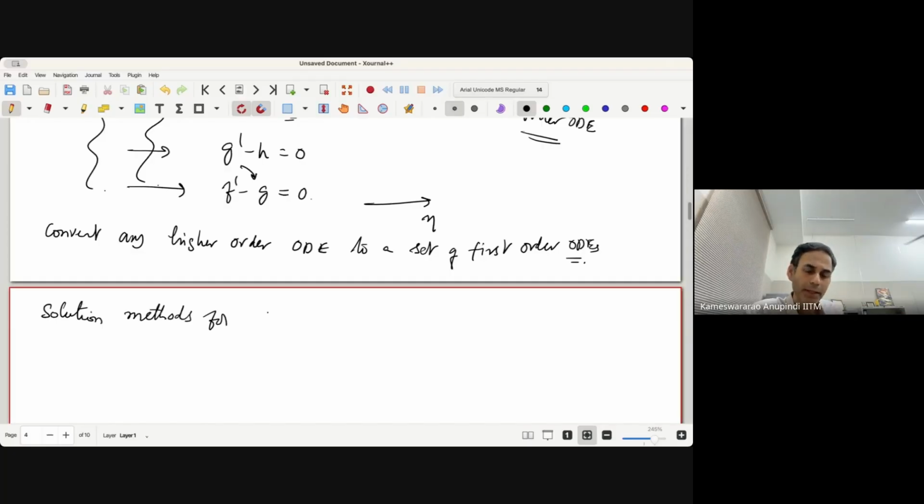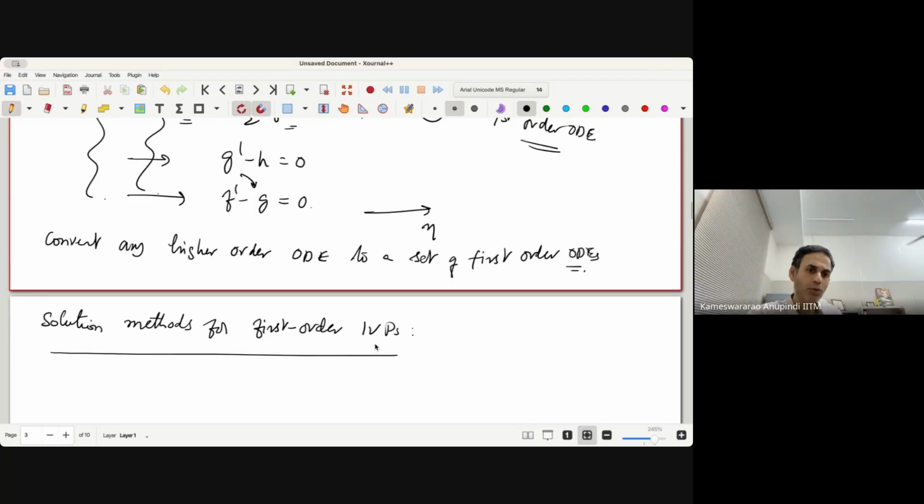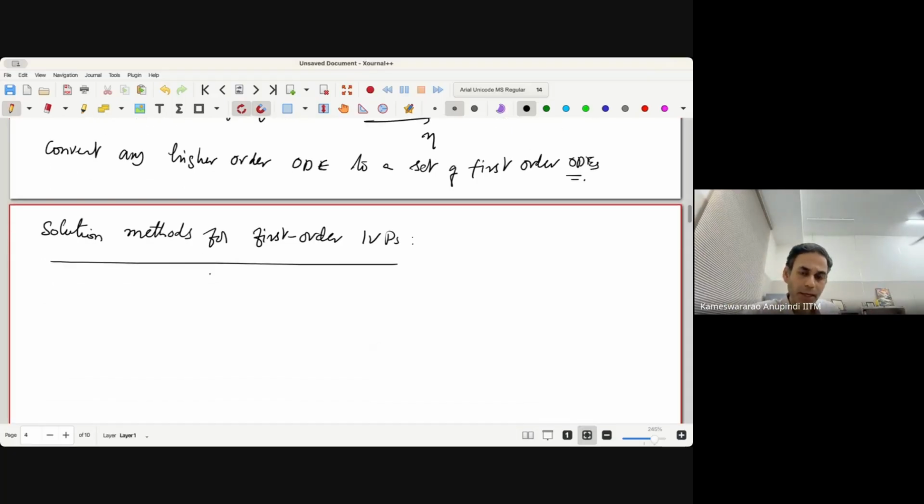Okay, so then let us now focus on solution methods first for first order initial value problems. As we have now motivated ourselves, if we are able to solve a first order ODE as an initial value problem, we can solve an nth order ODE, because it's just basically applying the same thing to multiple equations, which we have converted. So we can essentially, in principle, solve them. Now, what is a first order ODE?